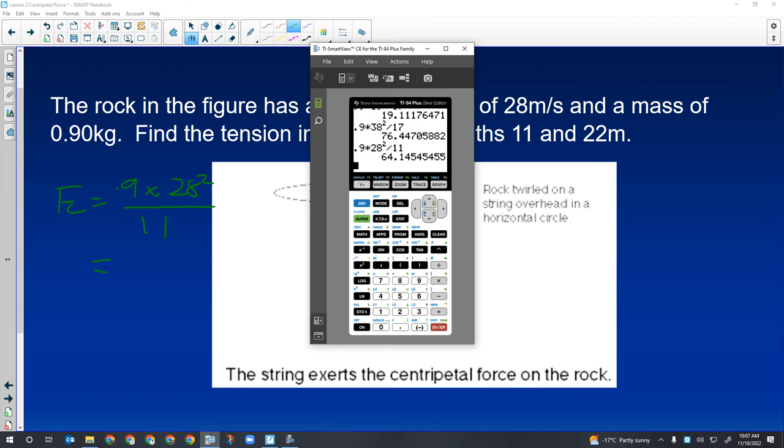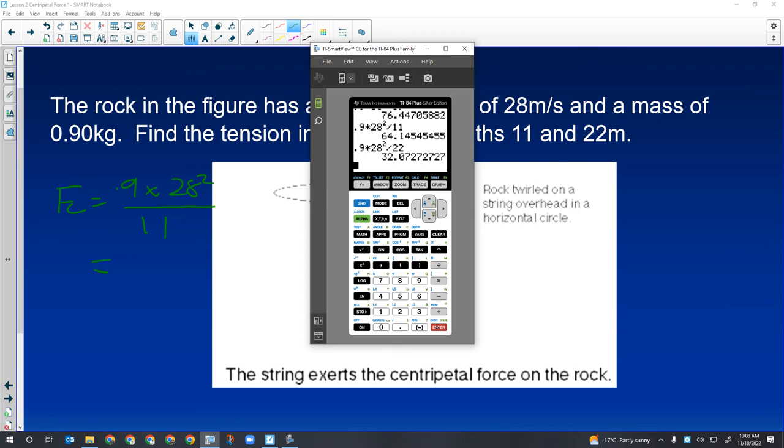That gives us 64. If we do the same thing but with twice as much line, what number should I get? Half of that. I should get 32. If I go 0.9 times 28 squared divided by 22, well, I'm dividing by a number twice as large, so I better get a number half as big. So the relationship there is inverse. With increasing radius, there is a decrease in centripetal force. So the wider you take a corner, the easier it is to negotiate it.